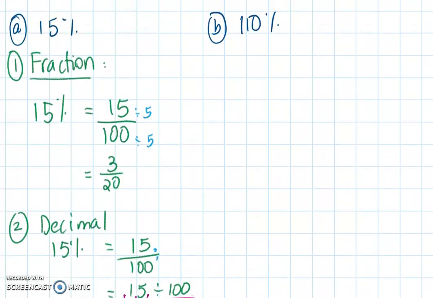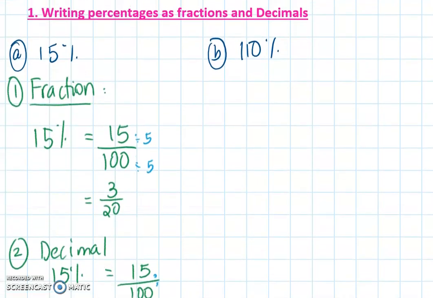Okay? Now, let's look at 110%. Now, if the number is more than 100%, it doesn't mean that you do anything different. We follow the same process. So for 110%, rewrite it as a fraction, 110 over 100. What we need to remember is that percent means out of 100. So we rewrite it over 100.